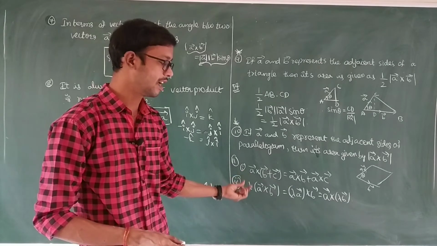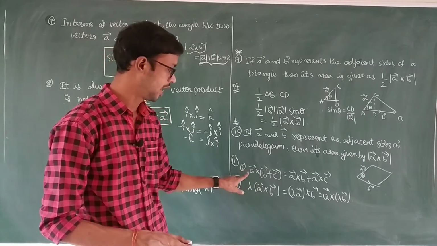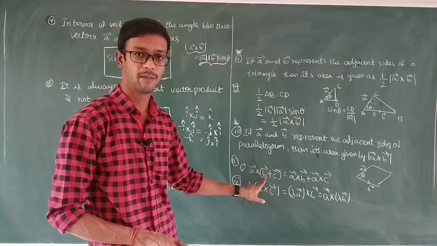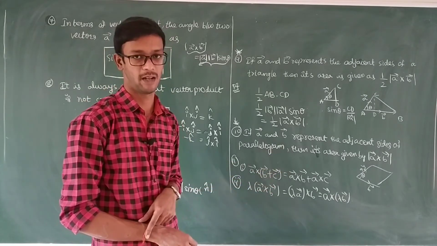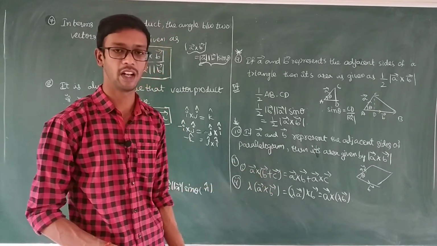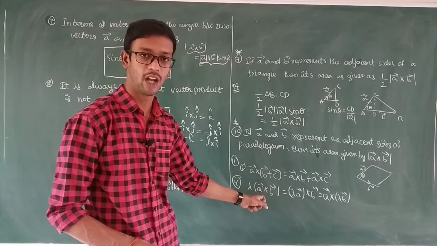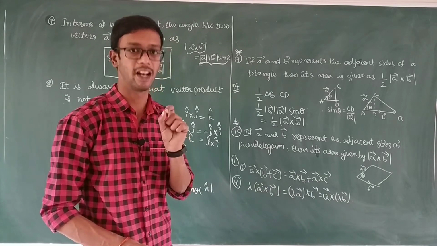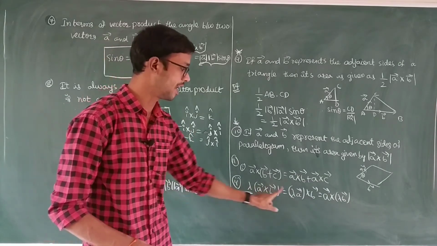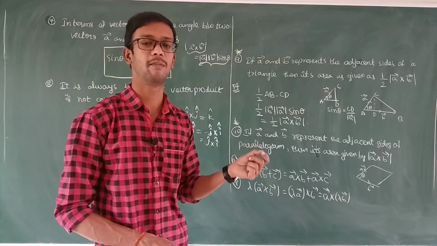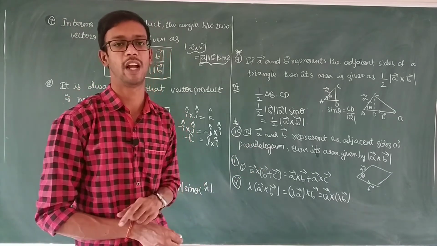Next, these are the distributive properties. A bar cross of B bar plus C bar is nothing but A bar cross B bar plus A bar cross C bar. That is the distributive property under addition. Next, lambda into A bar cross B bar. Lambda is a scalar, so you multiply any one vector: lambda A bar cross B bar, otherwise A bar cross lambda B bar. Both will give the same answer.